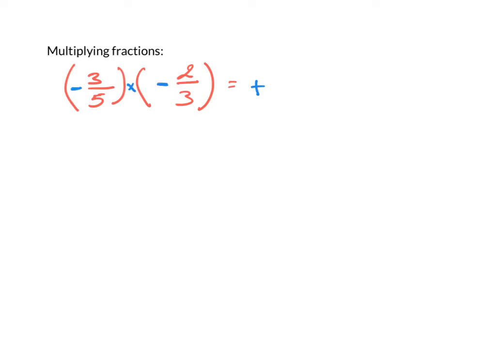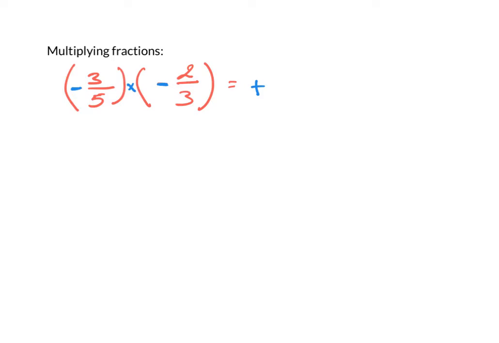The good thing about multiplication of fractions is we don't need the LCD, the least common denominator. We use the LCD only when we add or subtract fractions. But since we multiply, we don't need the LCD.